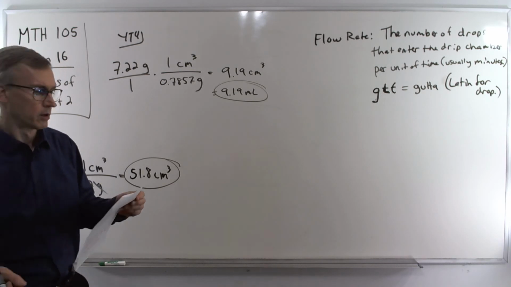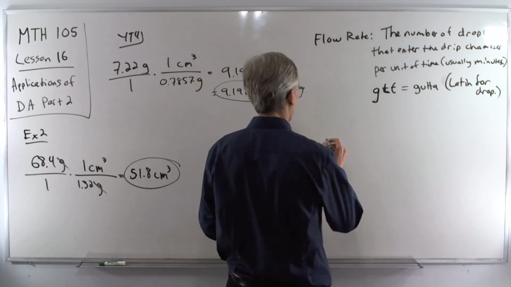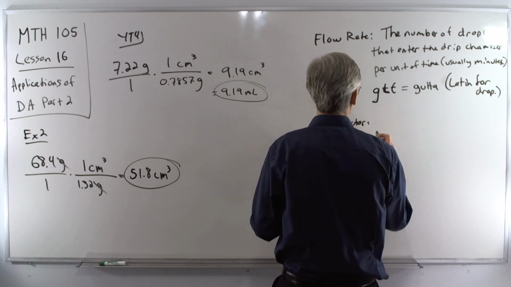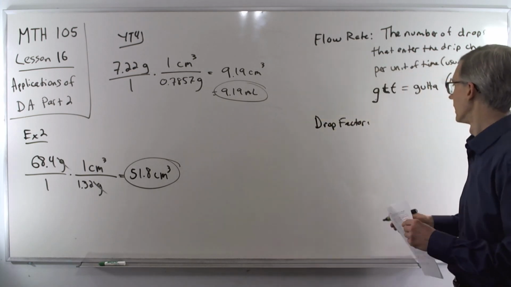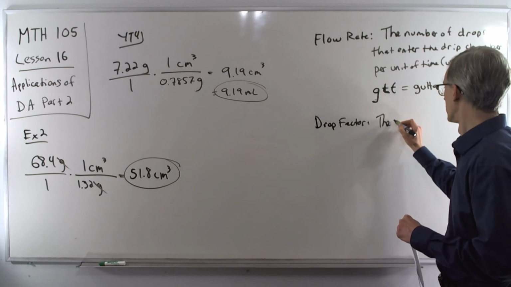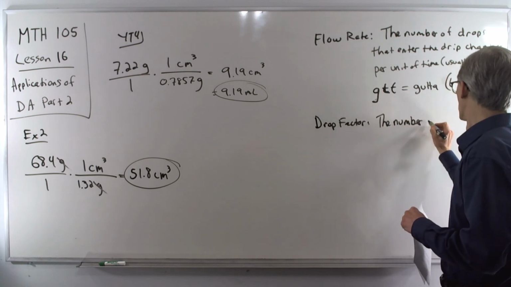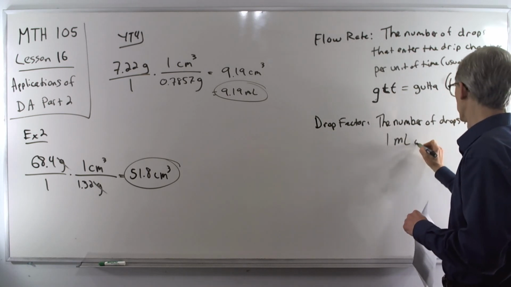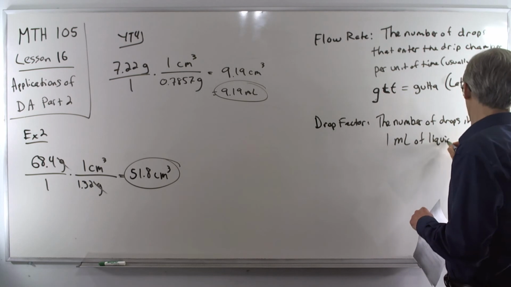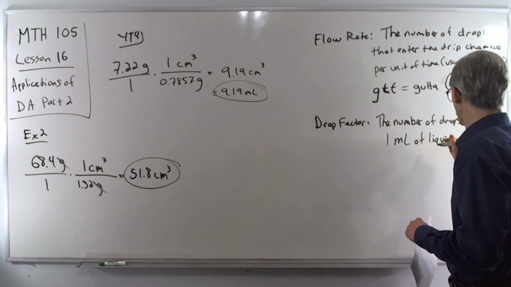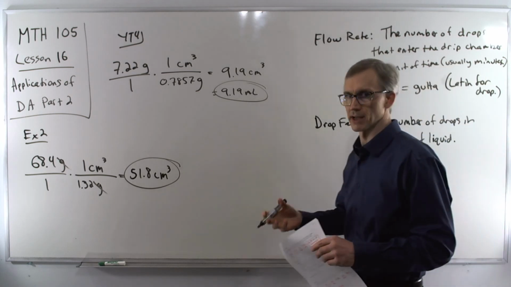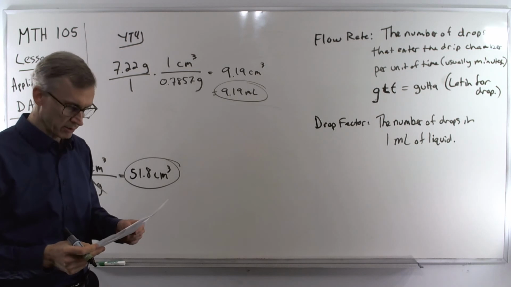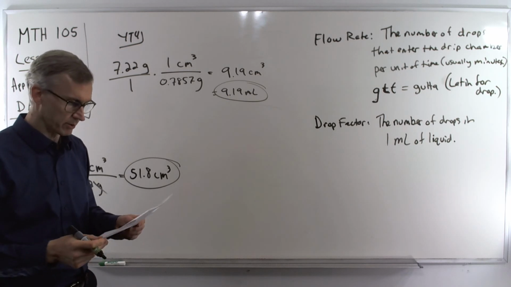Another vocabulary term, drop factor. This is basically a conversion factor for drops. And this is the number of drops in 1 milliliter of liquid. Different medications have a different viscosity, which means they have different size drops. So every medication is going to have a different drop factor. All right, so those are the two new vocabulary terms we need.